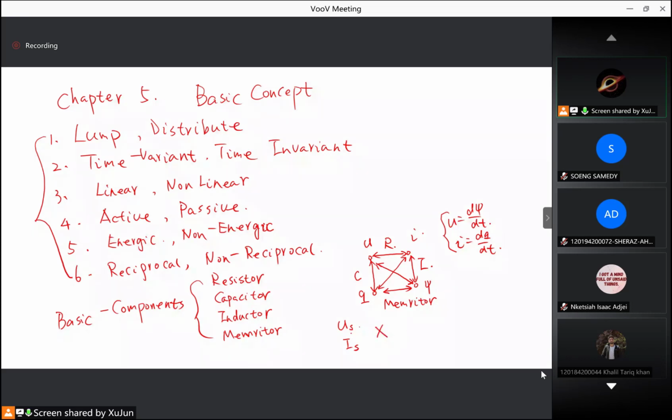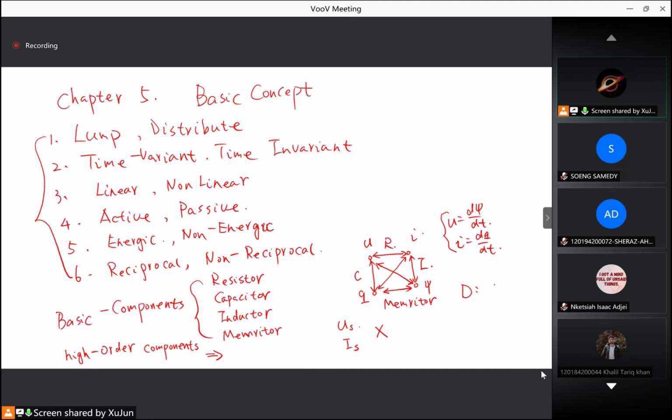And we have also introduced high order components. The high order components are not basic. We can treat them as a generalization of the capacitor and inductor, for example, the D components.